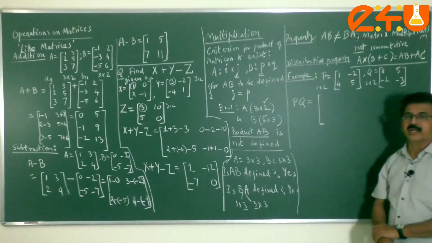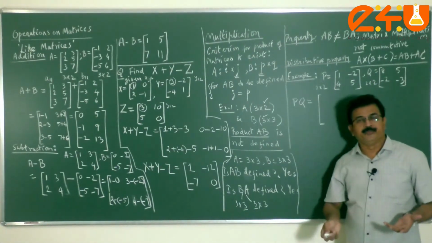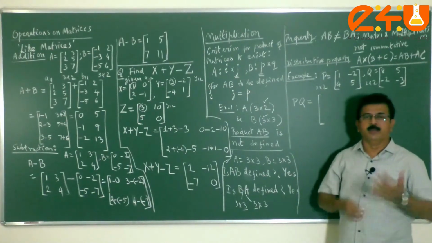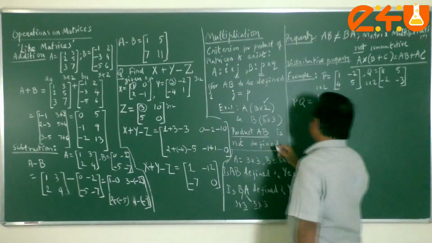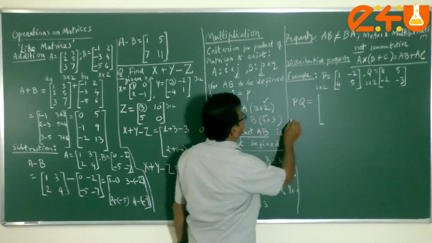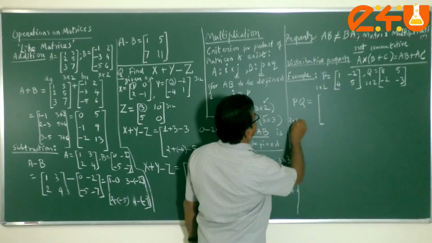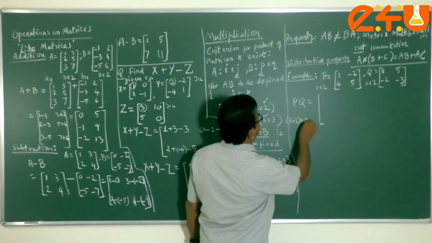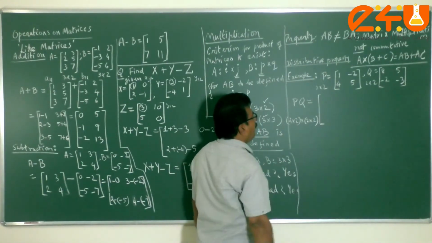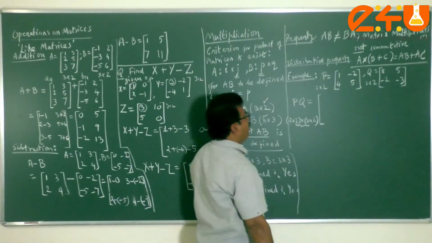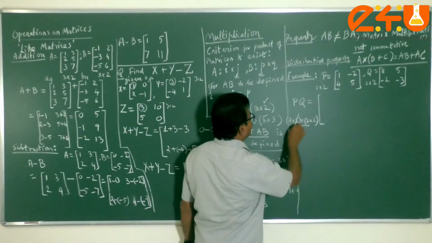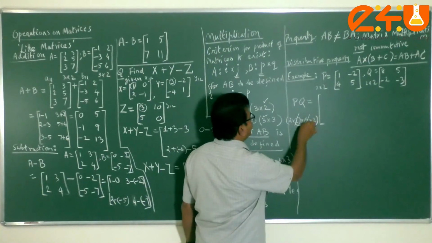Now what will the product be? Will it be 4 by 4? Will it be 2 by 4 or will it be 4 by 2? So students may not have any anxiety, please. 2 by 2, so it's simple. 2 by 2 multiplies another 2 by 2. As we already made a condition for product to be defined, the number of columns of P and number of rows in Q must be equal.